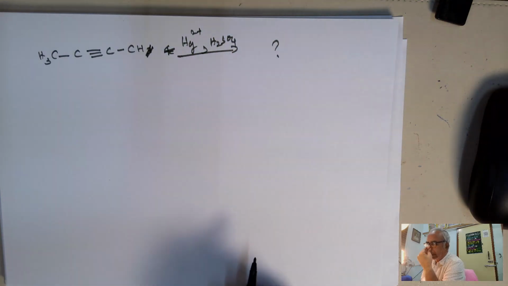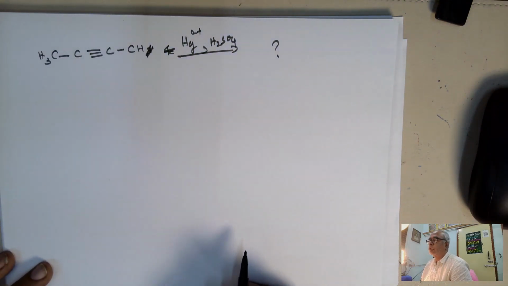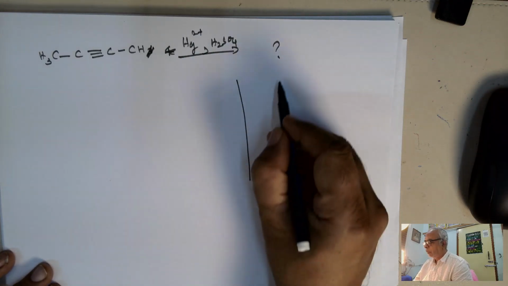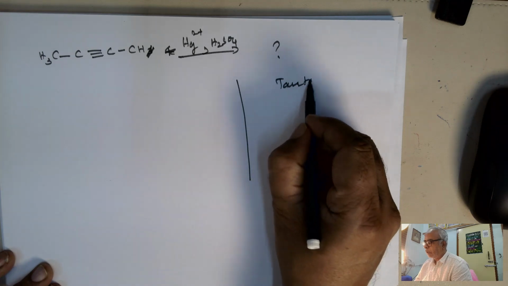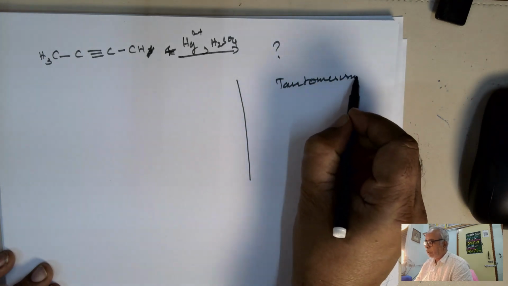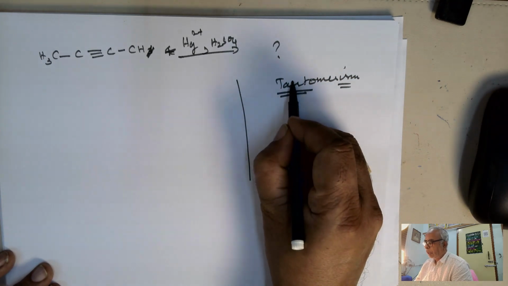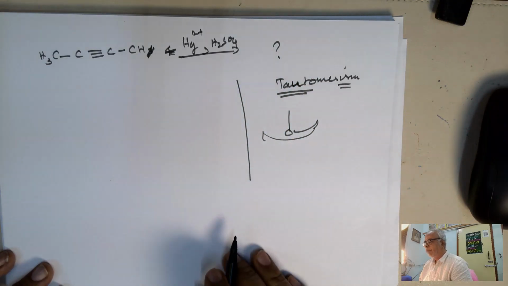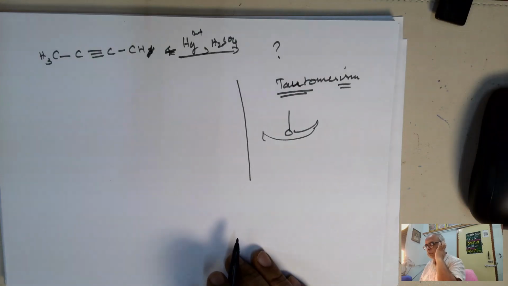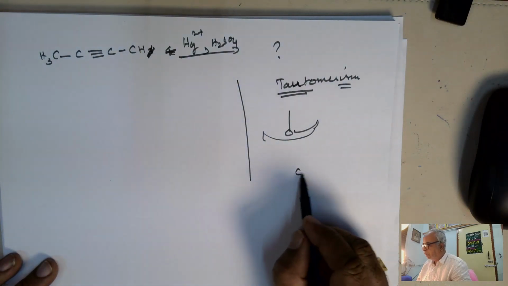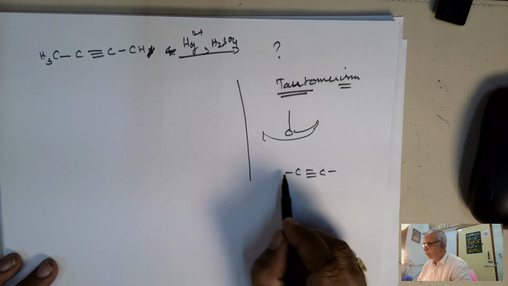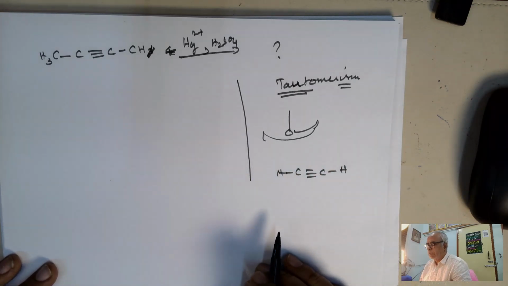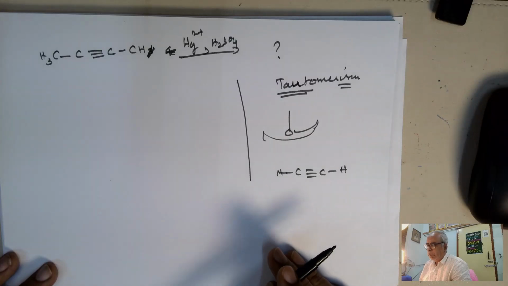So what could be the product? Now listen. Actually, in this case, it tautomerizes. Tautomerism takes place. What is tautomerism? Tauto, T-A-U-T-O, means to swing here and there. And this is acetylene, that is ethyne.